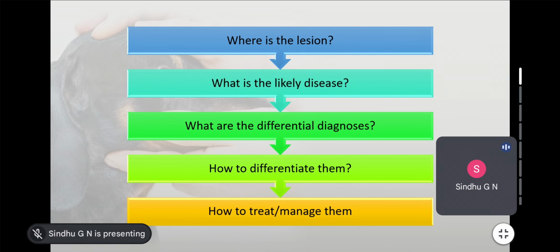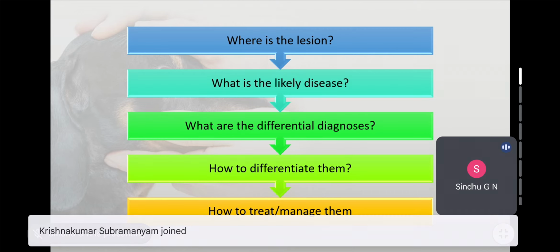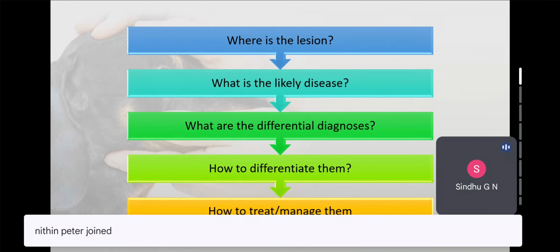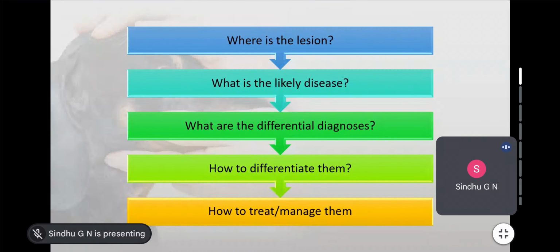So, when a patient comes with a complaint in the eye, what do we have to see first? Where is the lesion, and what is the likely disease? So first we identify where the lesion is, then we have to find out what it could be and what are all the differential diagnoses. Then how to differentiate it from one to the other, and how to treat or manage them. So, to make it a little simpler, I would like to classify all the ophthalmic conditions that come to us as red eye, blue eye, and the blind eye.